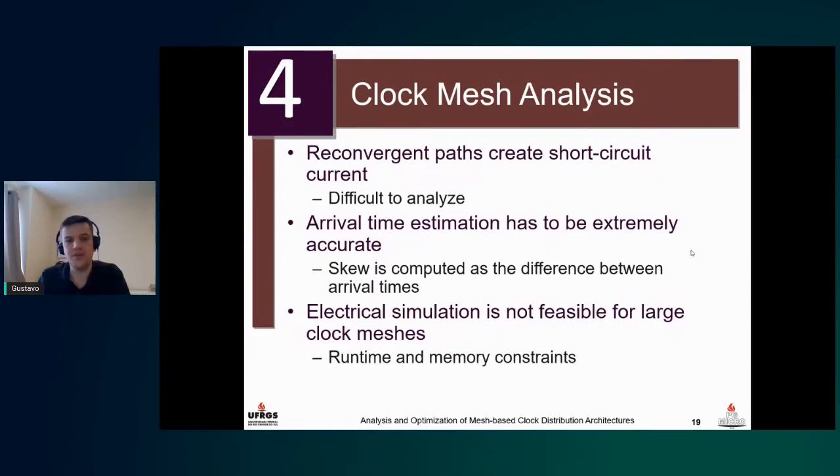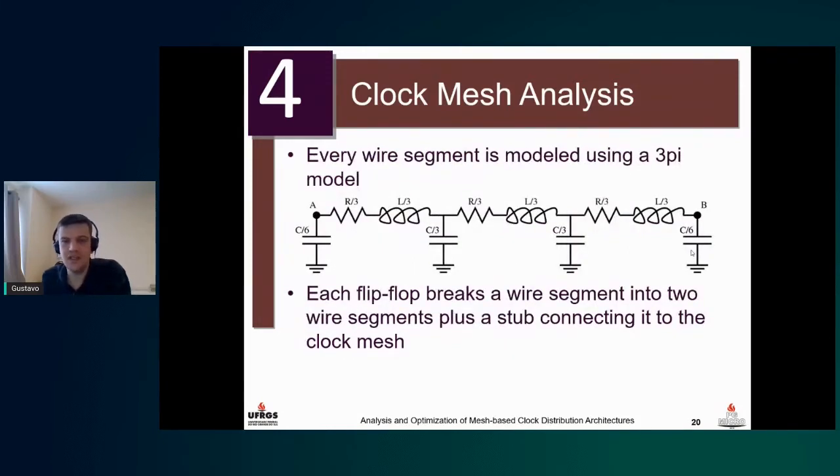So there are several works that try to tackle this, because we need to have a very accurate arrival time estimation. Otherwise, we may underestimate or overestimate the clock skew, and in both ways, this is a bad thing. So we need smarter and actually targeted techniques to analyze clock meshes. So let me talk a little bit about how we want to do this. So we need a model so we can simulate it.